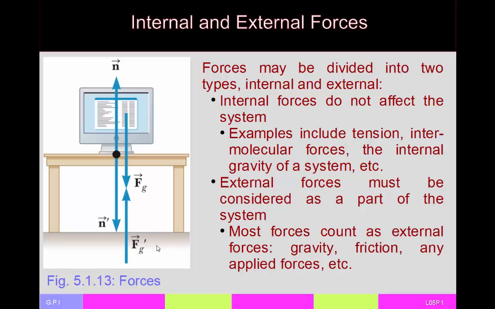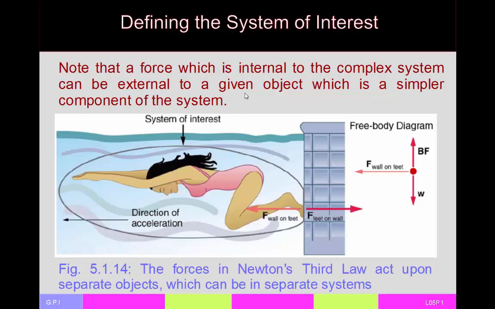Similarly, if the system includes the monitor plus the table but not the earth, then gravity is an external force on the monitor-table pair. On the other hand, if our system is going to include both the earth and the monitor, then gravity actually ends up being an internal force. It's sort of what's holding the system together. So that kind of highlights the importance of defining our system of interest. Notice that a force which can be internal to a complex system actually can end up being external to a given object in a simpler component of the system.